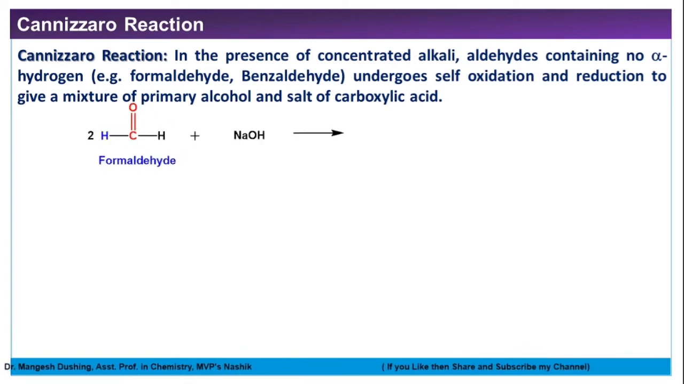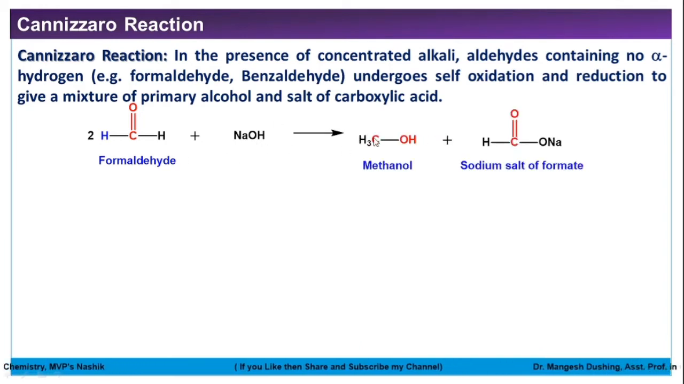For example, formaldehyde. Two molecules of formaldehyde react with NaOH to form methanol and sodium salt of formate, so sodium salt of formic acid. So there are two molecules of the starting material reacting. One of the molecules will get reduced to form an alcohol while another molecule will get oxidized to form a sodium salt of formic acid.